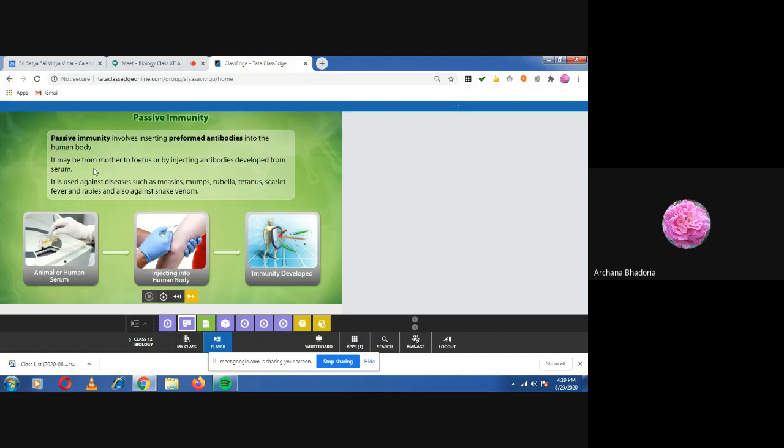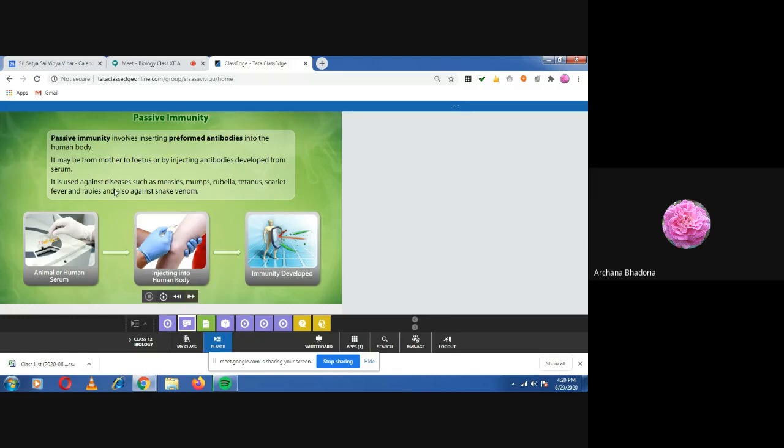Ma'am, antibodies from the mother can also be taken up from humans. Why not? From one human it can be given to another person. For example, for corona they are doing plasma therapy. Plasma therapy is this only; it will be passive immunity. ओके, इट विल डेवलप द पैसिव इम्युनिटी, क्योंकि वो प्लाज्मा में एंटीबॉडीज पहले से रहेंगे और वो जाके सीधे सीधे उस वायरस से फाइट करेंगे. So that will come under passive immunity.